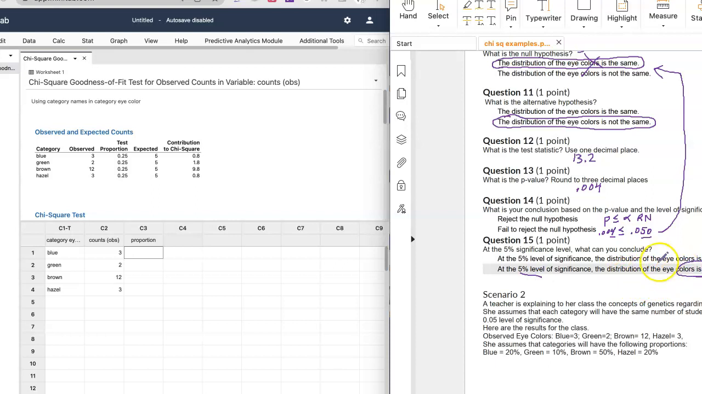Okay, now let's look through that same problem kind of again in a different light. It's very similar. Actually, is it the same? A teacher's explaining to her class the concepts of genetics regarding eye color.